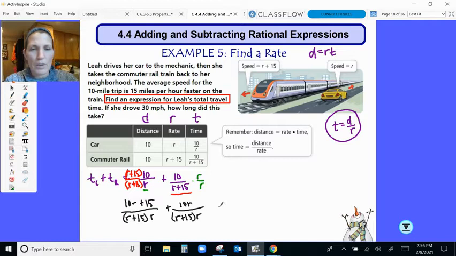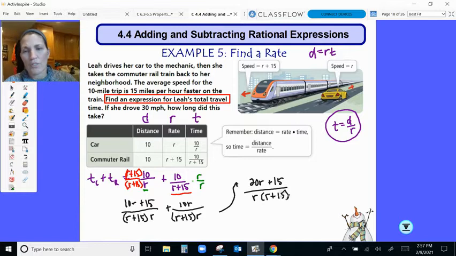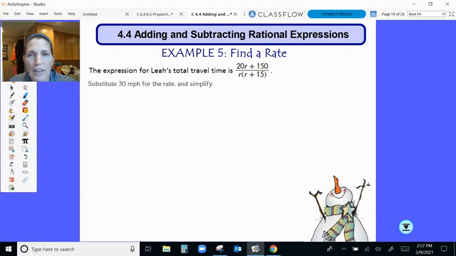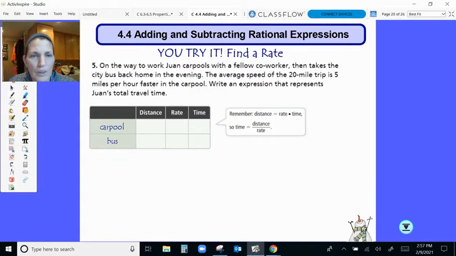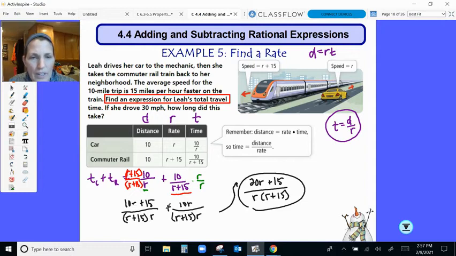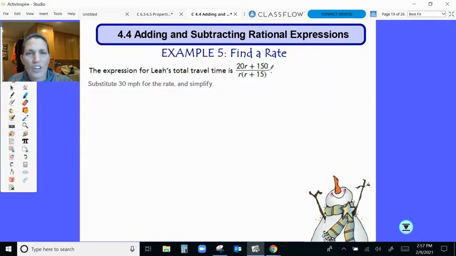So my total expression, if I combine these two, is going to be 20R plus 150 all over my R times R plus 15. I'm just gonna move the R out front there, okay? So this should be my expression for how long my trip was taking, okay? So I'm gonna go over to my next page here as I'm running out of space, okay? So here's my R, oh, yeah, sorry, it should be 150, right? Right here, 15 times 10, I'm sorry, that should be 150, my bad. There we go, okay? All right, so we have this 20R plus 150 divided by R times R plus 15.